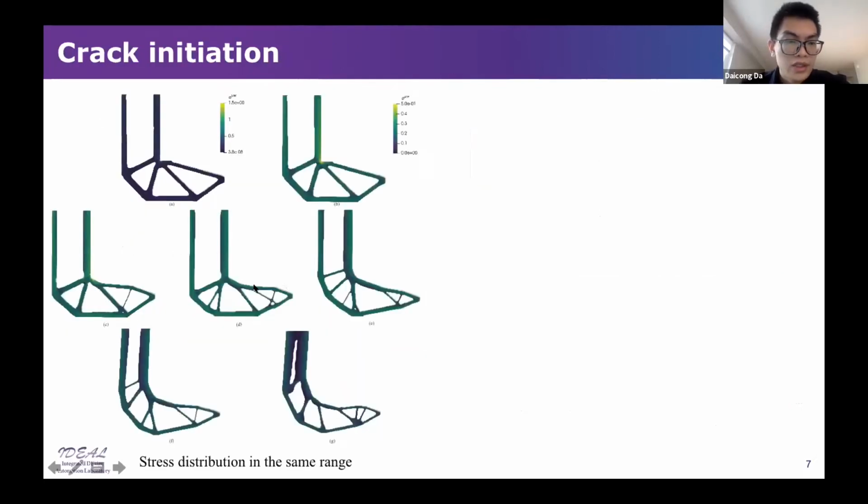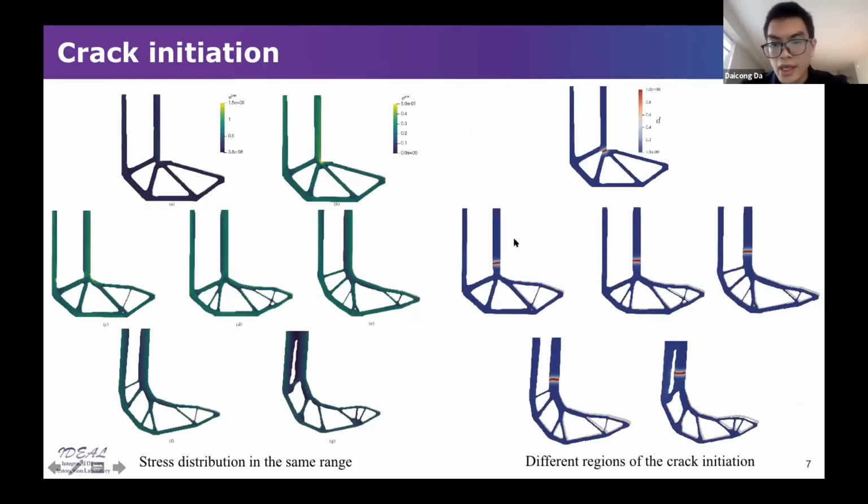Here is another look at the stress distribution, where we use the same range of the color bar. You can have another perspective to look at the stress distribution of different optimized geometries. And again, if we use fracture mechanics to analyze the fracture performance of these different optimized structures, you can see that firstly, the crack initiation is changed because the stress distribution and the geometry changed, and they are still mainly fractured at the right bar of these two vertical bars.